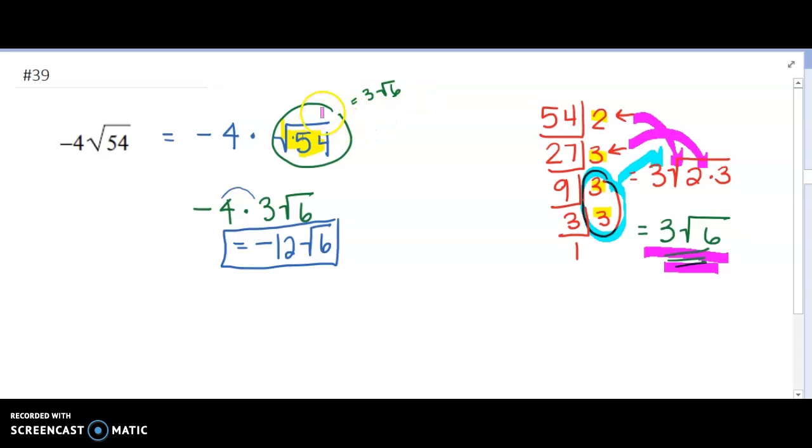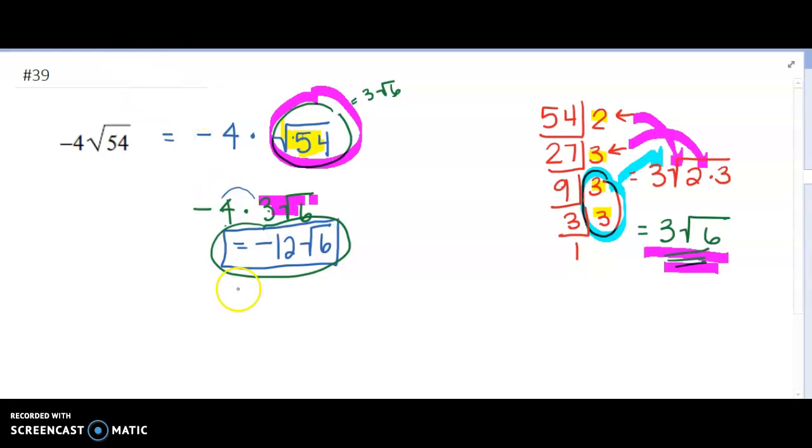Okay, so I'm going to substitute square root of 54 with 3 square root of 6, and then I'm just going to multiply it by -4. And remember, whatever's on the outside gets multiplied together, whatever's on the inside gets multiplied together. So -4 is on the outside, 3 is on the outside, so -4 times 3 is -12. There's only a square root of 6 on the inside, there's not another square root, so it's just -12 square root of 6, and this should be your final answer.